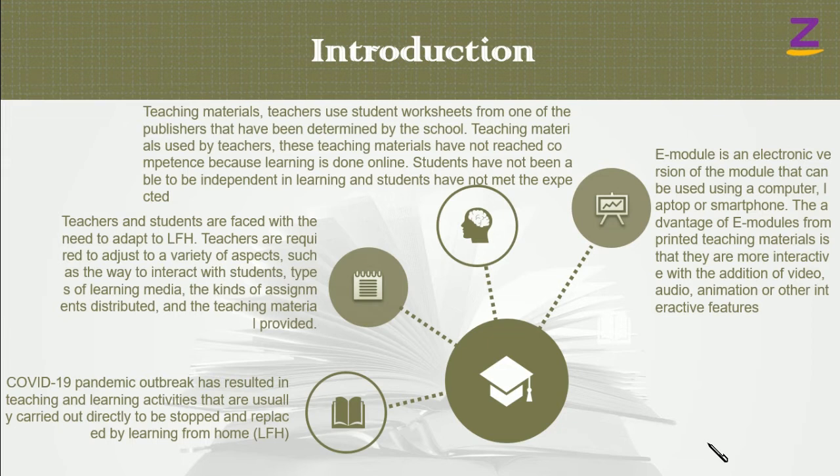Teachers are required to adjust to a variety of aspects such as the way to interact with students, types of learning media, the kinds of assignment distributed, and the teaching material provided. Teaching materials. Teachers use student worksheet from one of the publishers that have been determined by the school. These teaching materials have not reached competence because learning is done online. Students have not been able to be independent in learning and students have not met the expected competence.